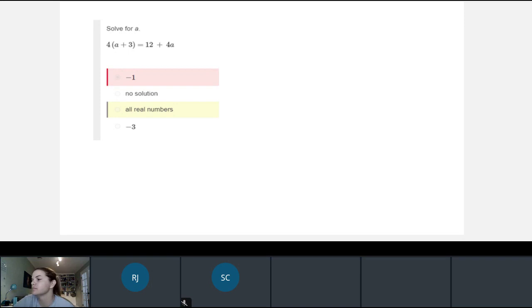K12.com. Okay, so Stormy, the first thing we're going to do on this problem is distribute your 4. So you're going to get 4a plus 12 equals 12 plus 4a. So when we solve, we want to try to combine our variables that are on opposite sides. So we have 4a over here and 4a over here.